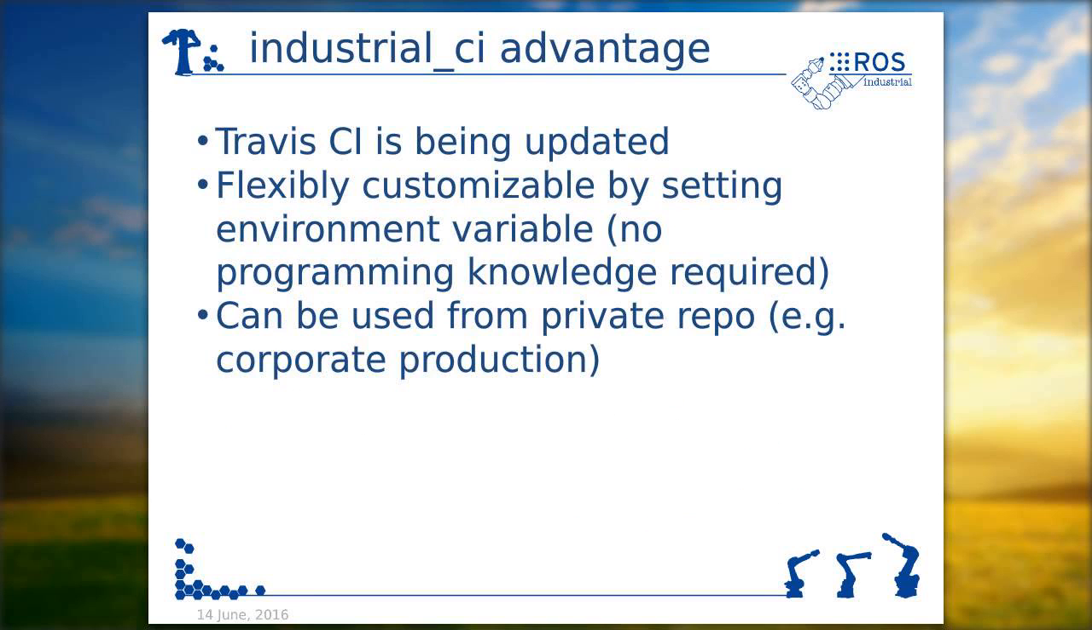So, as for the advantages of using industrial CI, I can think of a few. In contrast to, for example, the ROS.org services, it mainly utilizes Travis CI, which is basically a commercial service. We are utilizing the open source version of a commercial service, by which I mean the service is updated and maintained very, very well. So we can take advantage of the up-to-date service.